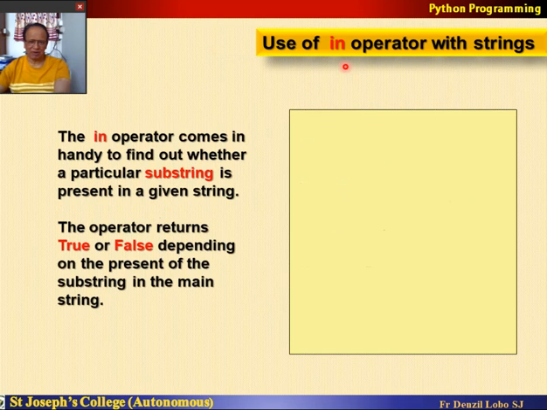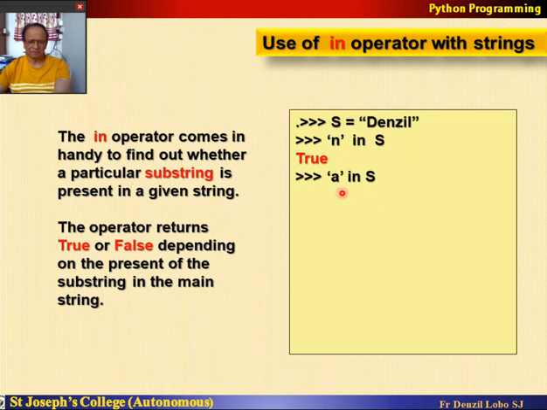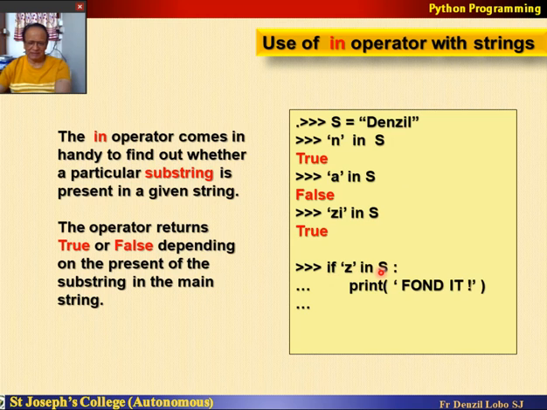In operator, let us see in operator. We have come across the in operator in list. Similarly, the in operator comes in handy to find out whether a particular string is present in a given string. It either returns true or false. Let us see. For example, I have assigned Denzel to S. So I can ask N in S. Yes, it is true because N is present. A in S, it is not there, false. I can also ask for some string within a string. So Zi in S, as you see it is there, true. So if Z in S, print found it.